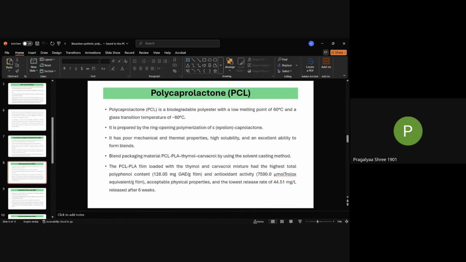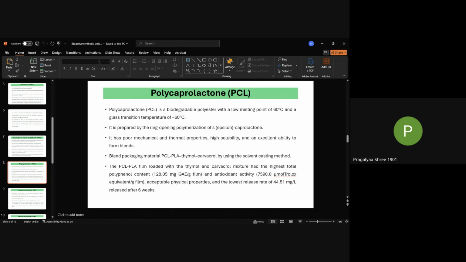Next is polycaprolactone. Polycaprolactone is a biodegradable polyester with a low melting point of 60 degrees Celsius and a glass transition temperature of minus 60 degrees Celsius. So the melting point is low and the glass transition temperature is minus 60 in this case. It is prepared by the ring-opening polymerization of epsilon-caprolactone. So it is produced by a chemical reaction, a polymerization reaction of caprolactone.